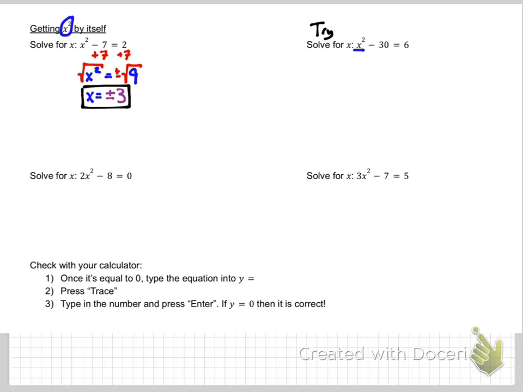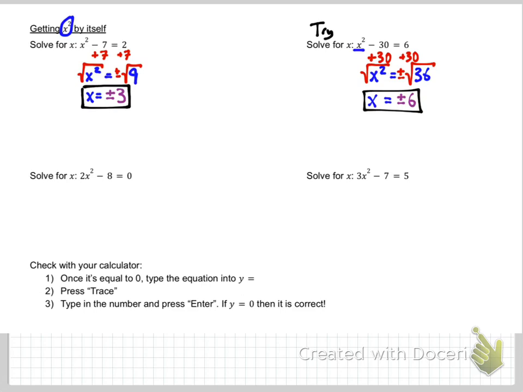We're trying to get x squared by itself, so add 30 to both sides. Now we have x squared equals 36. Take the square root of both sides, plus or minus, and x equals plus or minus 6 is the answer.